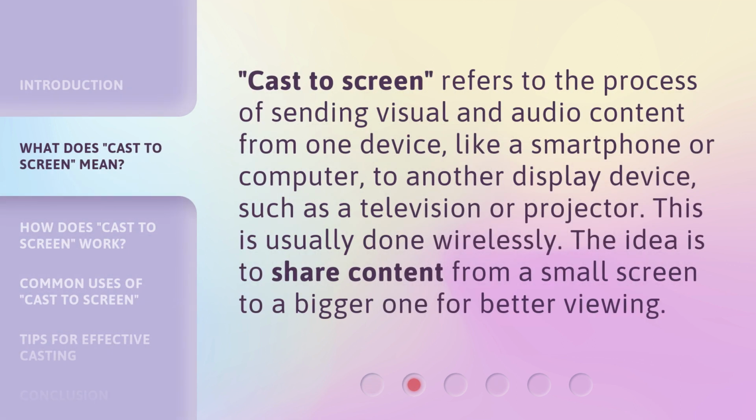Cast to screen refers to the process of sending visual and audio content from one device, like a smartphone or computer, to another display device, such as a television or projector. This is usually done wirelessly. The idea is to share content from a small screen to a bigger one for better viewing.